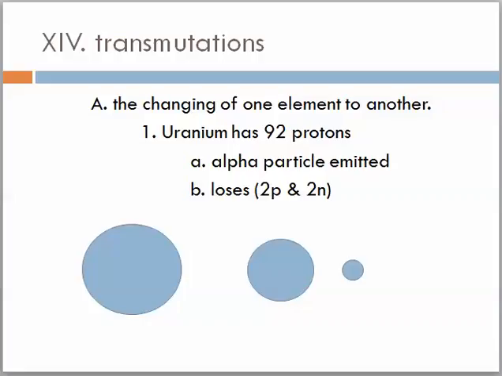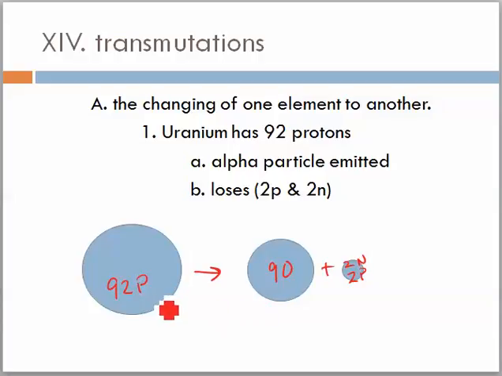Well, to start off with, I want you to understand that uranium has 92 protons. It's going to start off with 92 protons. Well, what happens is when it decays, an alpha particle is emitted. And what this means then is it no longer has 92 protons. This is now down to 90 protons, and this alpha particle, it's going to have 2 protons and 2 neutrons.